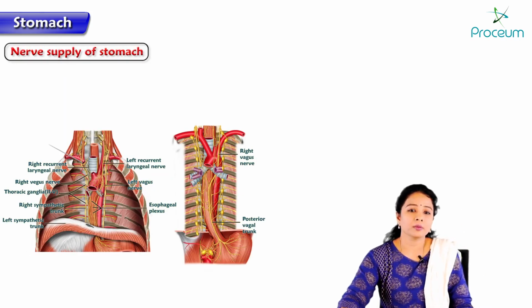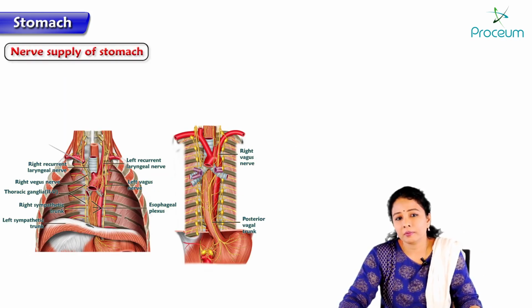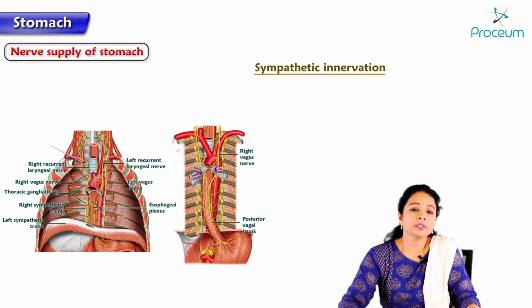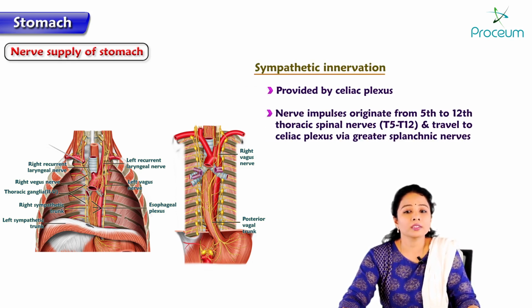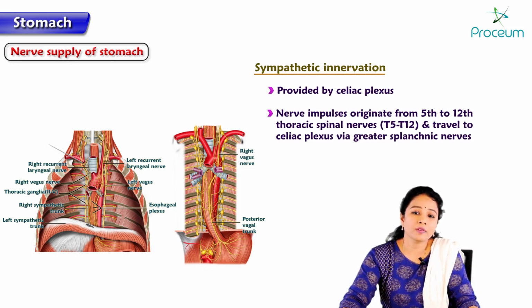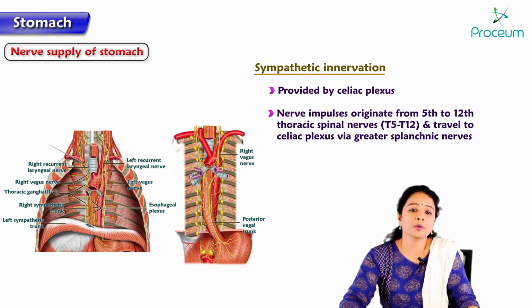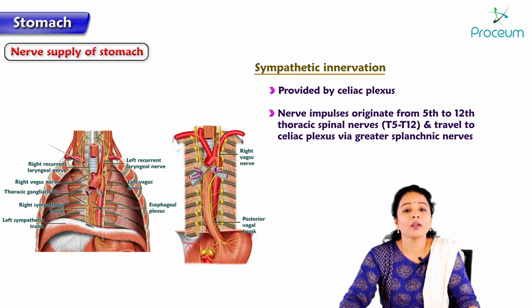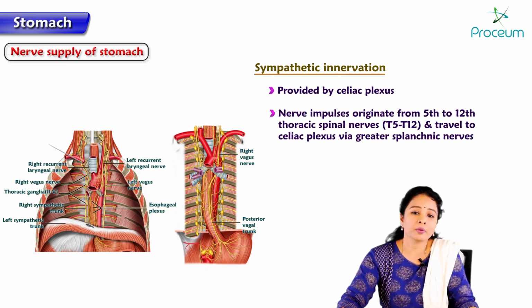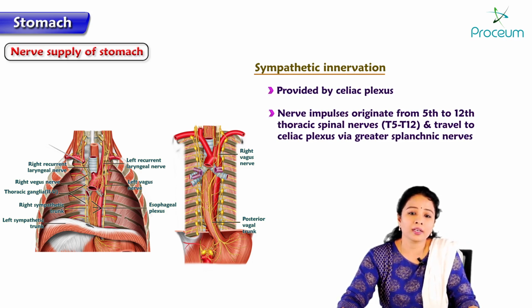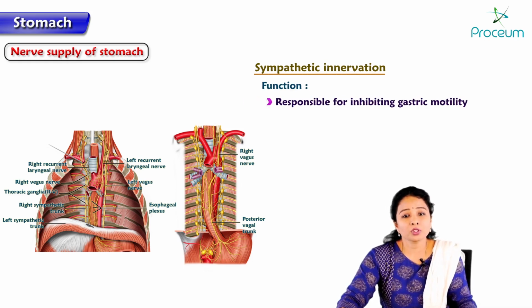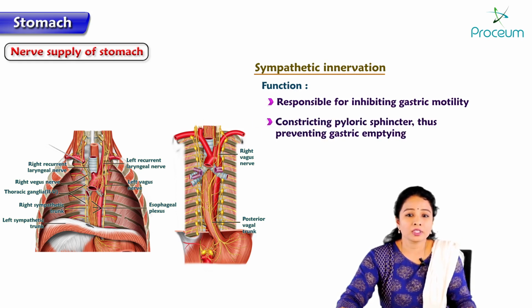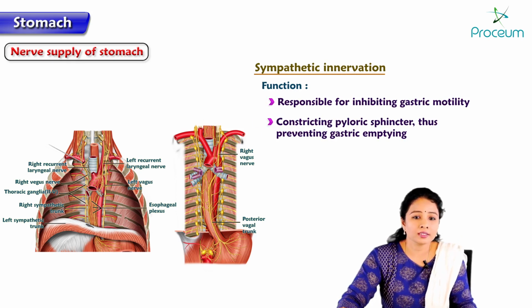Nerve supply of the stomach. It is supplied by sympathetic and parasympathetic innervation. Sympathetic innervation is provided by the celiac plexus. The nerve fibers originate from the 5th to 12th thoracic spinal nerves, that is from T5 to T12, and travel to the celiac plexus via the great splanchnic nerves. Functions of the sympathetic innervation: it is responsible for inhibiting gastric motility and constricting the pyloric sphincter, thus preventing gastric emptying.